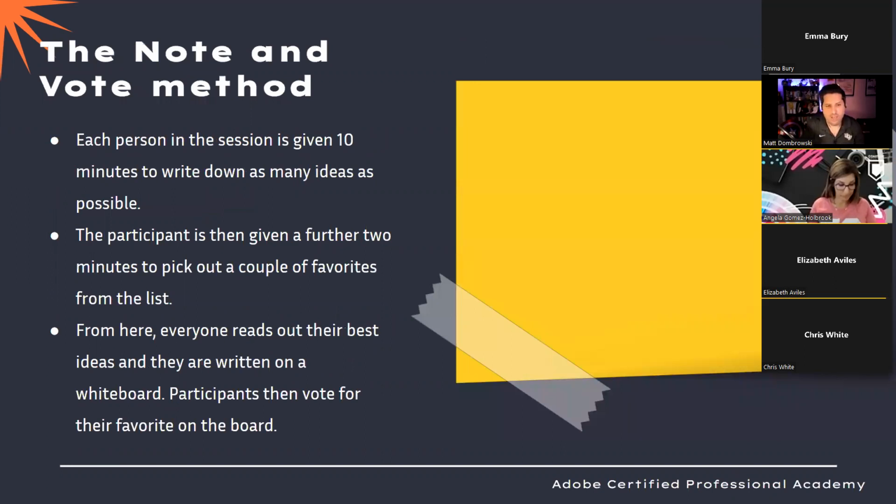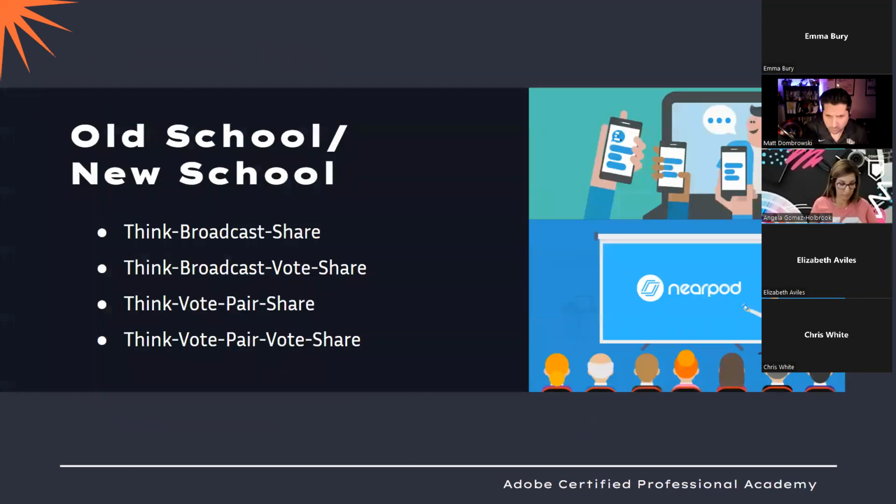The note method: each person writes down as many ideas as possible. You put them on a whiteboard, and then you have the students visually group them. So this is great for ideation, for product, packaging, design. Start to see your students' similarities within and outside of their groups, all really, really important.